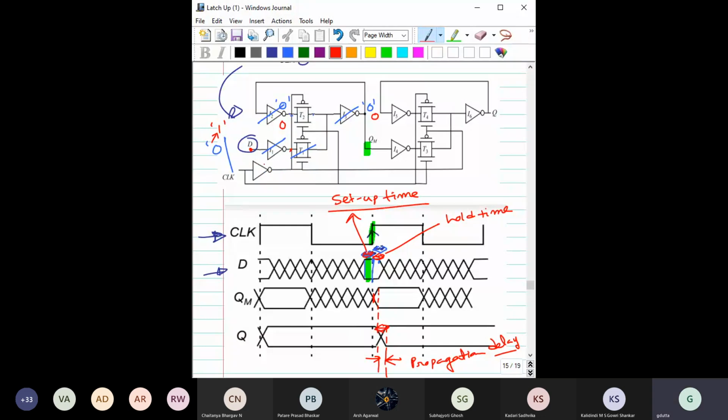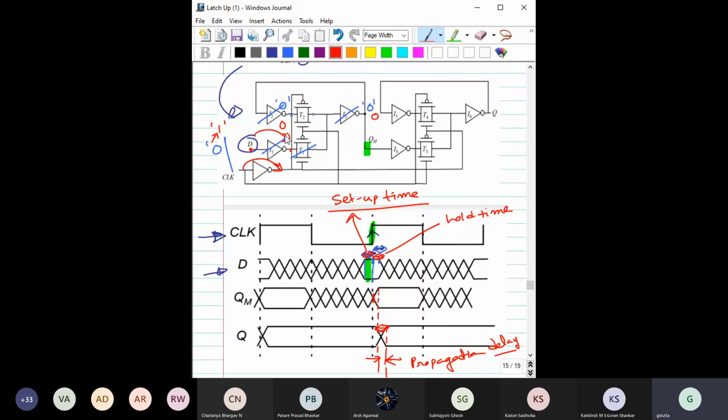Are you getting that? This clock is coming, and it has to come through some inverters, so there will be some delay. Before that delay, if you change the input, then what will happen? Your output can also get changed, right? But for this particular case, hold time is equal to 0, because it is the same thing: here also one inverter delay, here also one inverter delay.